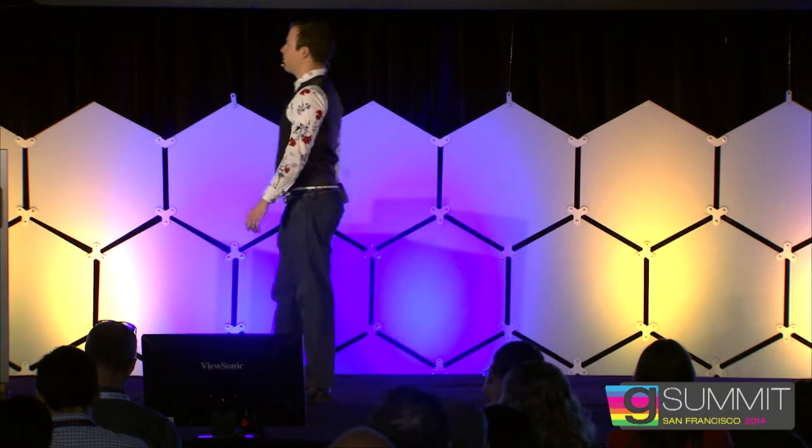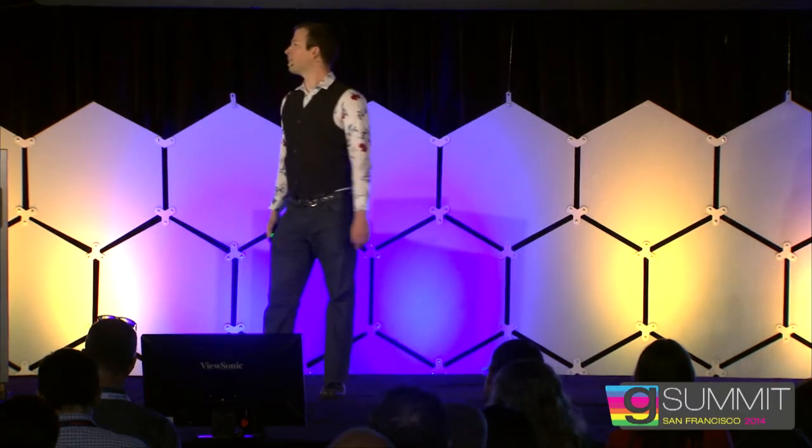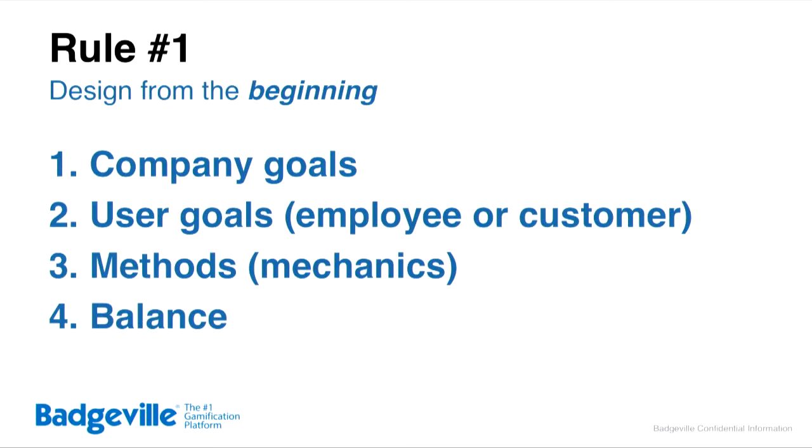So I'm going to drop a few rules along the way, kind of rolling up little lessons as we proceed through. So rule number 1 is design from the beginning. All too often I see people jump right in the middle. They say, what are the mechanics? Just tell me the mechanics. I need a leaderboard. What kind of leaderboard do I need? It's like, slow down. That's step 3 out of 4. Right, we need to start with, what are your company goals? What is the business trying to get out of this? What is your end game? How are you going to measure that?